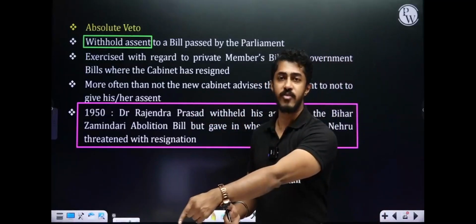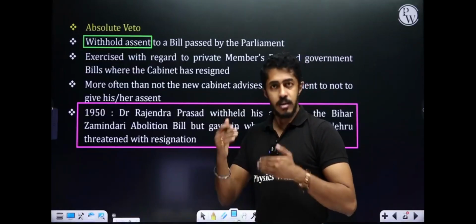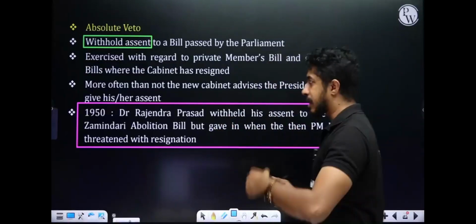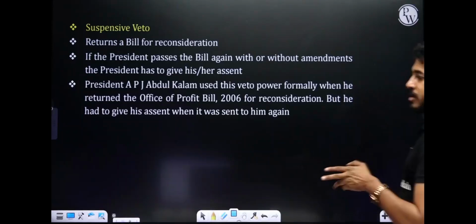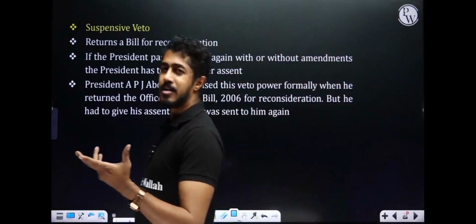I am going to resign if you don't sign it. That is the relationship. Taking it further forward, suspensive veto. Suspensive veto means to return the bill for reconsideration.